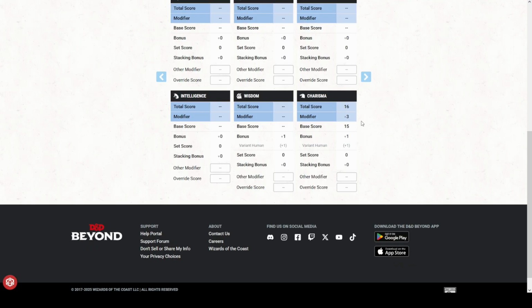So for ability scores, every even number above 10 goes up by 1 modifier, up to 20, which is a +5. Every ability score that is odd below 10 goes down by 1. So at 9, it's -1. At 8, it's -1. At 7, it's -2. All the way down to 1, where it's -5.